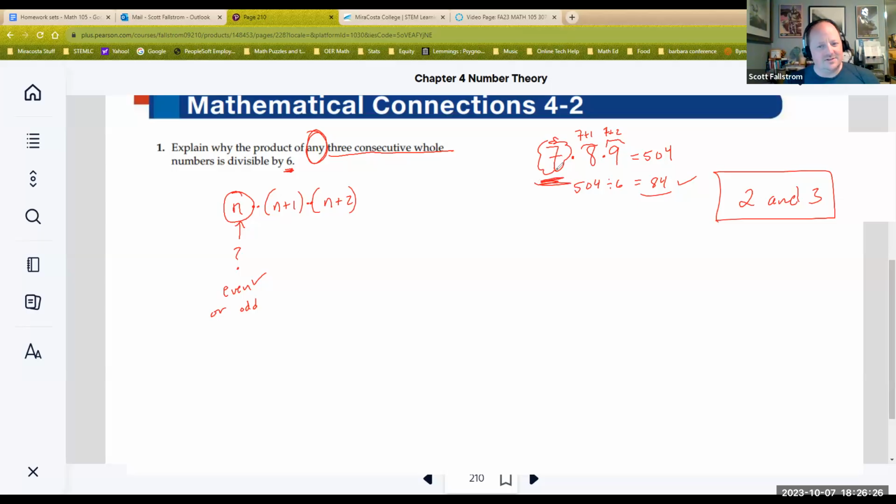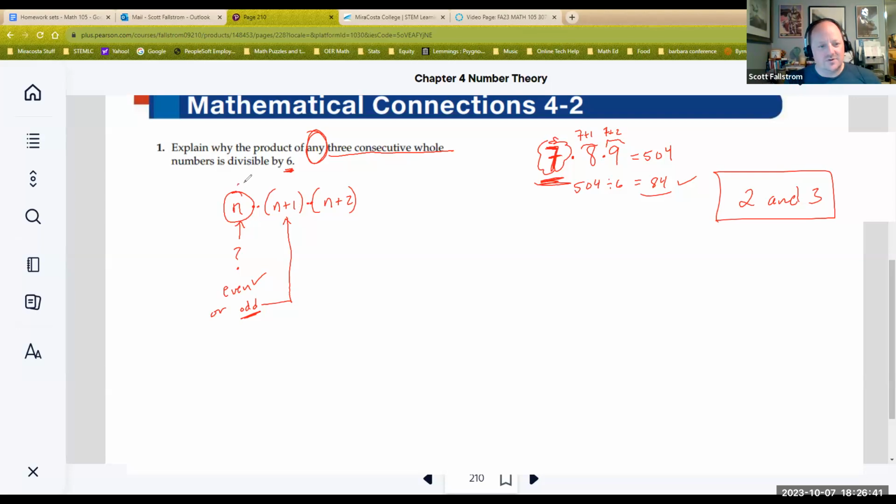But that didn't happen for us here. Notice the first number we chose was a 7. Okay, so let's just say it's odd. What happens to an odd number when you add 1 to it, right? If you have an odd number, you add 1, it becomes an even number.